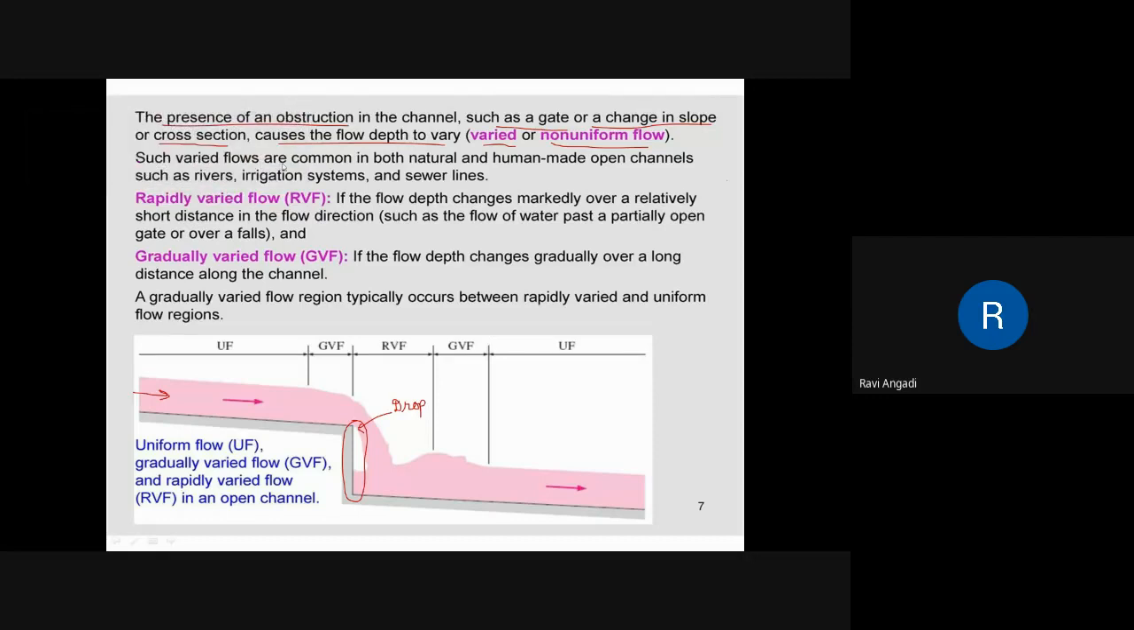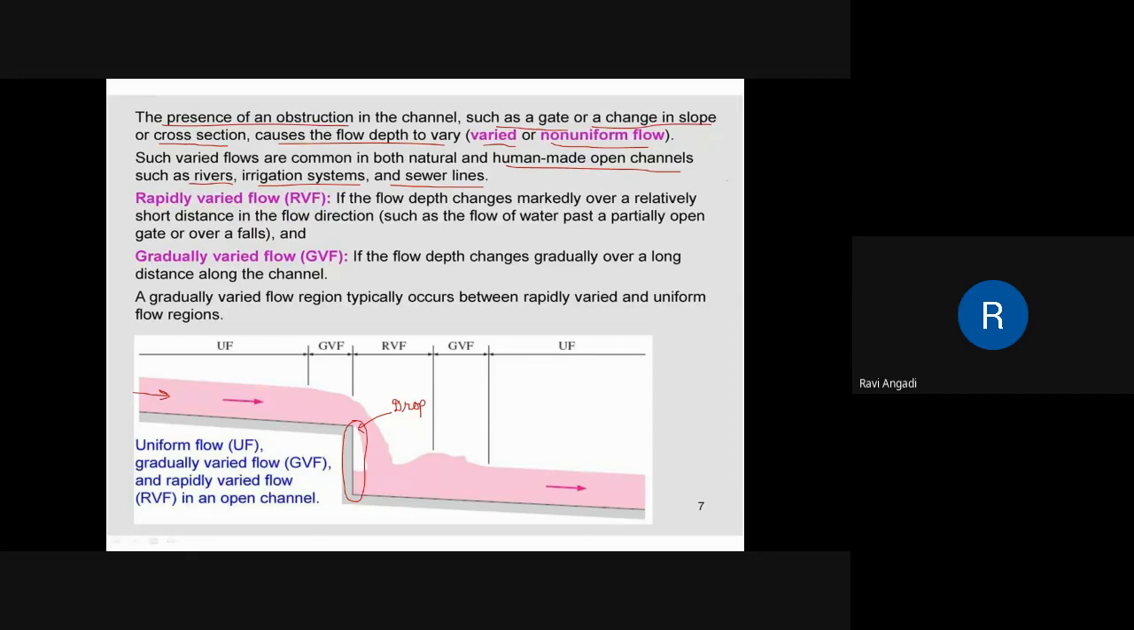Such varied flows are common in both natural and human-made open channels, such as rivers, irrigation systems, and sewer lines. So in these systems, these types of flows are more common.